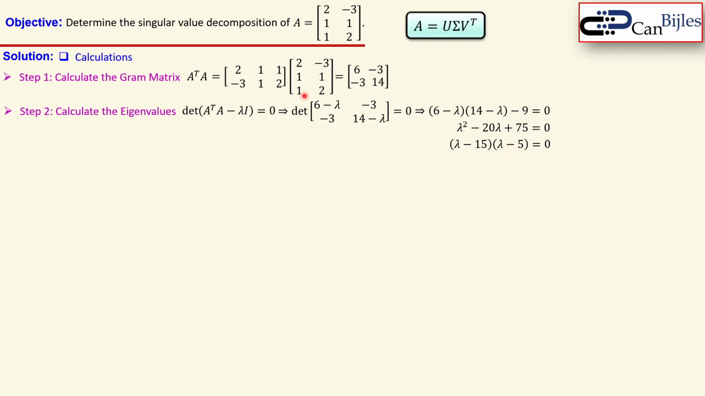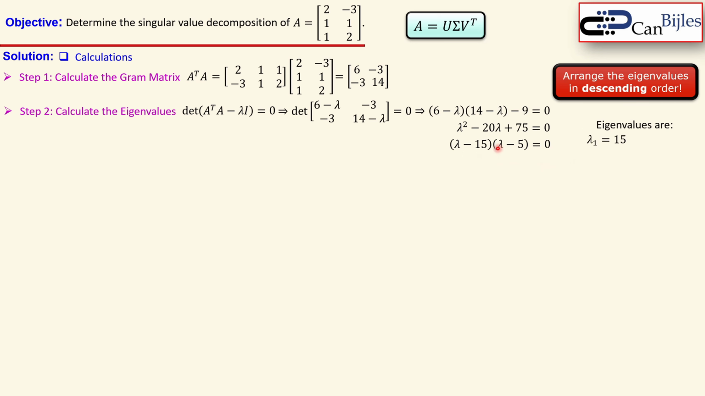Now in order to go with a singular value decomposition, it's important that you arrange your eigenvalues in descending order. That means highest first and then make it smaller. In this case, we have lambda 1 equal to 15, so that goes first, and lambda 2 is 5. So we cannot say lambda 1 is 5 and lambda 2 is 15. It must be first the largest one and then descending.